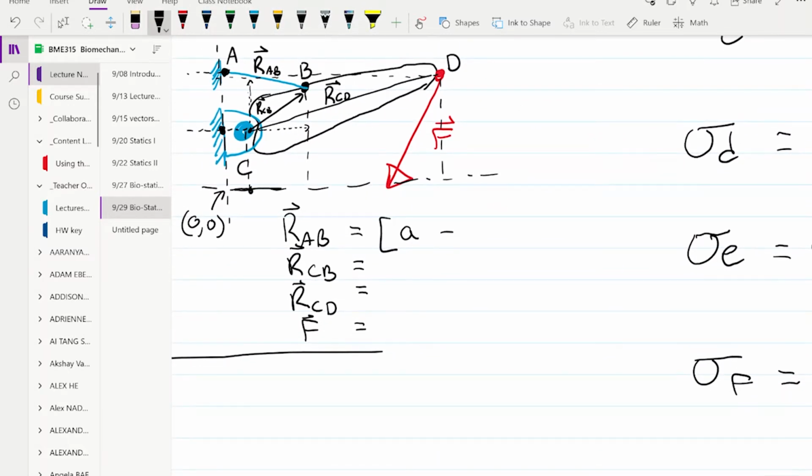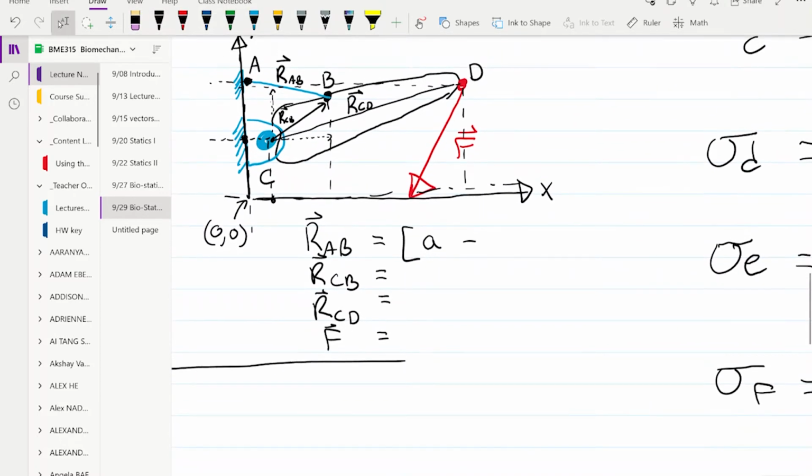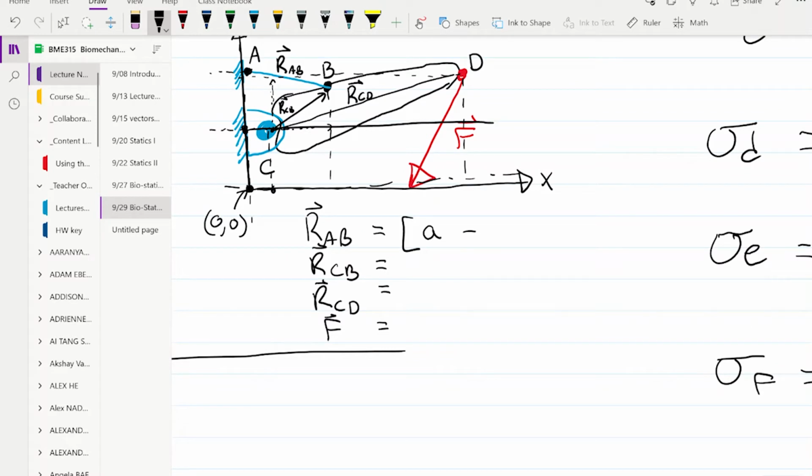So let's just describe this as X, and this as Y. And let's say the origin is at our joint, somewhere at our joint. We could even put it so 0, 0 acts at the joint. That might be convenient, right? We can do anything we want. This is our deal. All right, so then the distance from A to B is described by AB.